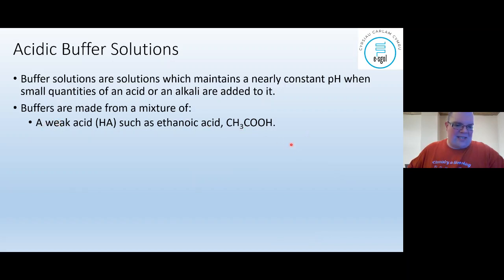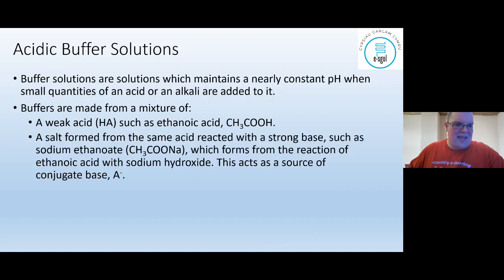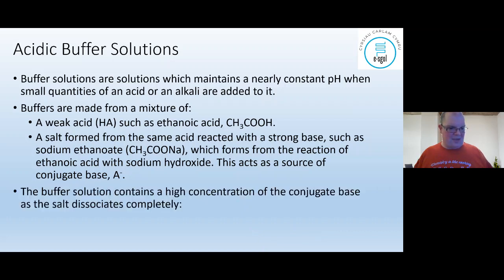It's made of a weak acid, such as ethanoic acid, and then a salt that is made from that weak acid after it's been reacted with a strong base. So I've got here sodium ethanoate, which is basically the reaction between ethanoic acid and sodium hydroxide. And this acts as a source of A minus, the conjugate base of that weak acid.